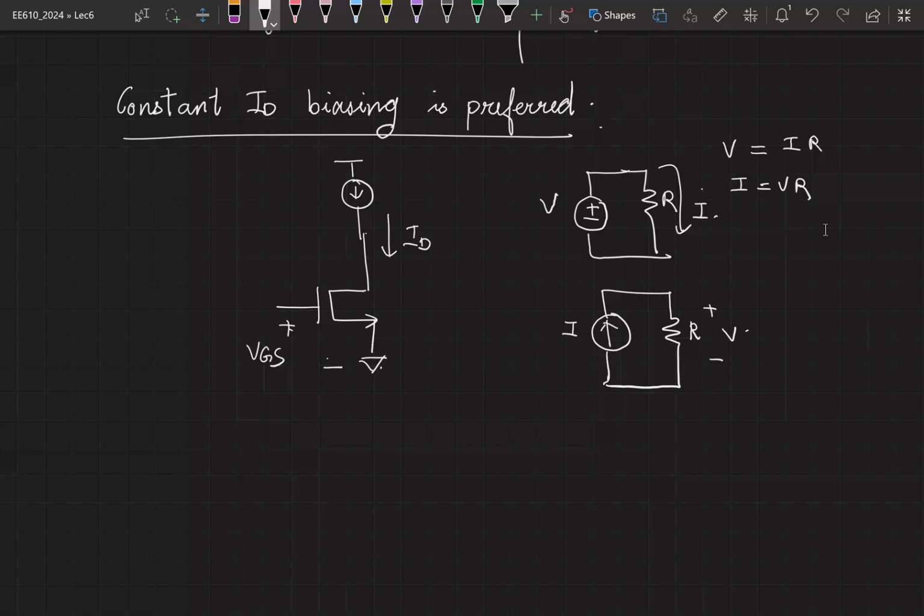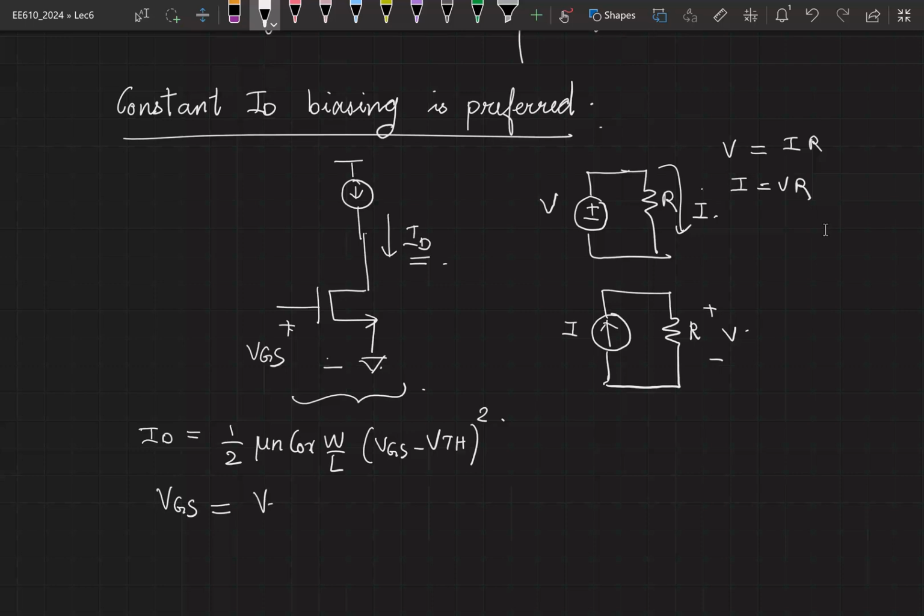The same thing is not true for a MOSFET. I can of course find out the value of VGS given the current. For example, ID is half mu n COX W by L into VGS minus VTH the whole square. I could rearrange this and say, what is the value of VGS? VTH plus the square root of 2ID by mu n COX W by L. Now, I can rearrange the equation and calculate VGS given ID, but that doesn't mean that if I only apply ID, the VGS is going to appear here automatically. So we have to figure out some mechanism.